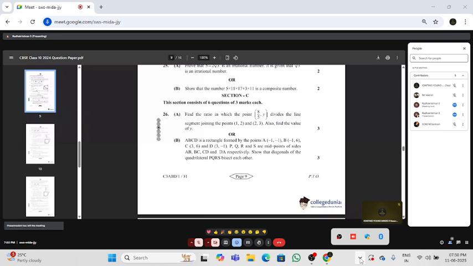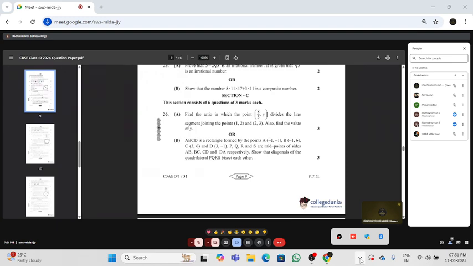And what are they given? The point divides the line in a ratio, and the point is (8 by 5, y). Let us say these 2 points are A and B. This is A, which is (1, 2), and B is (2, 3). So the question is that there is a point on this line which is (8 by 5, y).